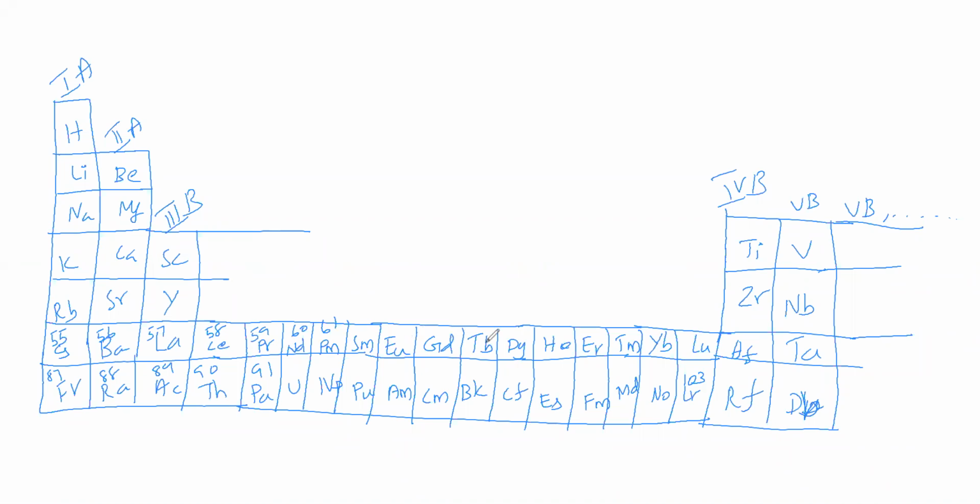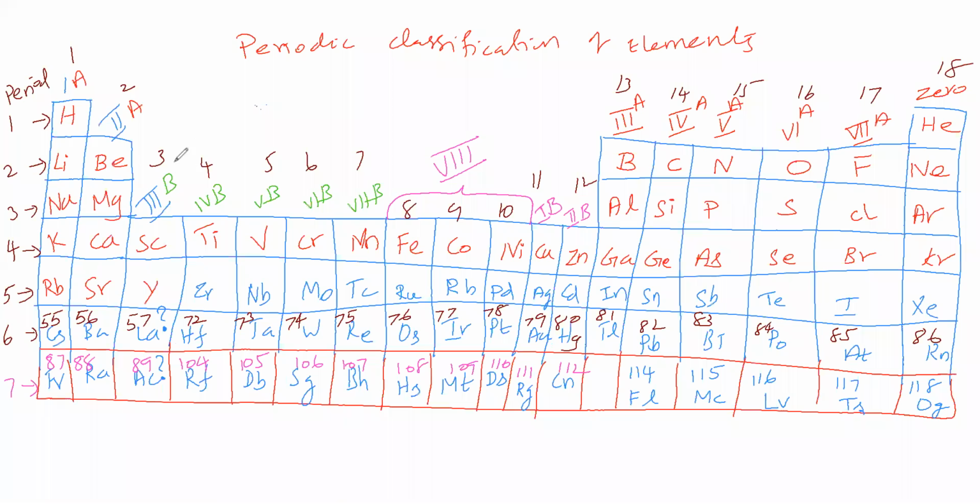Like this, up to lutetium you have to see, atomic number 71. Then actinium 89, thorium 90, protactinium 91, up to lawrencium 103. So 32 elements are present in group 3B. Group 3B contains 32 elements.